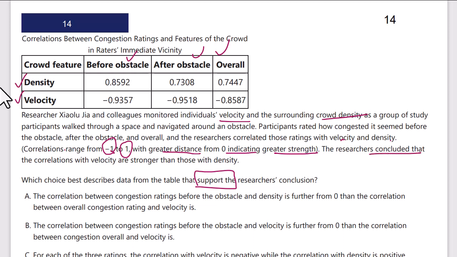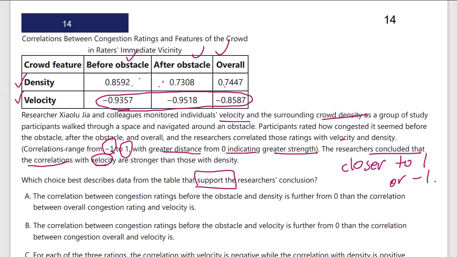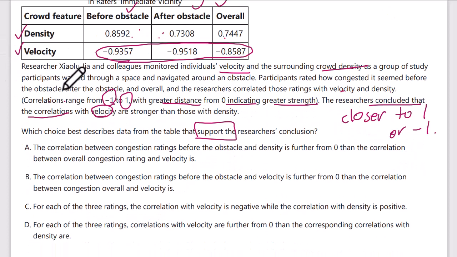Okay, if the correlations are higher for velocity, the velocity numbers will be closer to 1 or -1. Is that true in the data? The density before, after, about 0.7 to 0.8. The velocity, these are the 0.85s to 0.95s. These are closer to -1 in this case, which means they're negatively correlated, but they're more negatively correlated, better negative correlation. So let's see what answer mentions that, because that would support the conclusion that velocity is in fact stronger correlation.